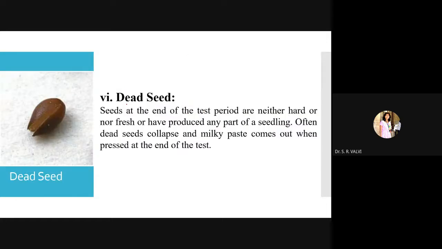Next, dead seeds, right? So dead seeds, see here: seeds at the end of the test period that are neither hard nor fresh, nor have produced any part of a seedling, right?